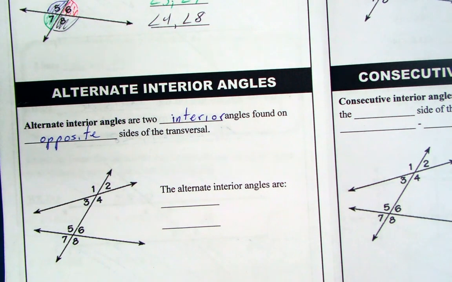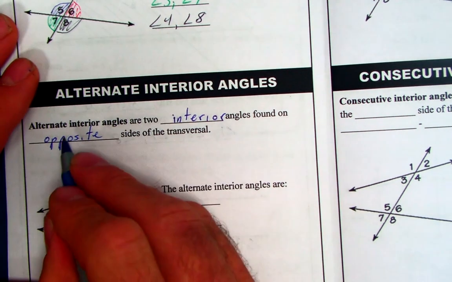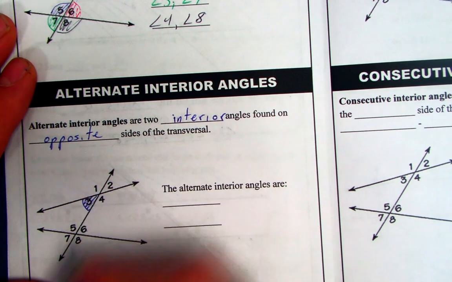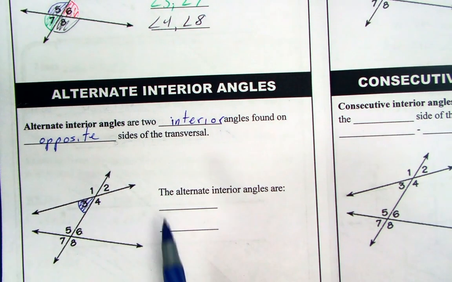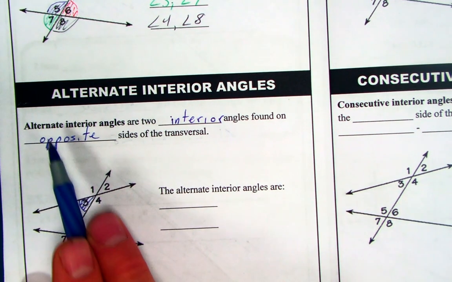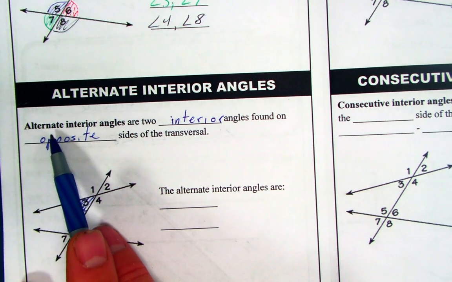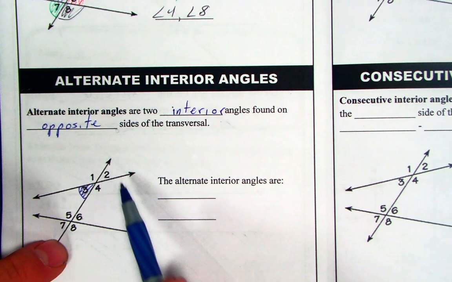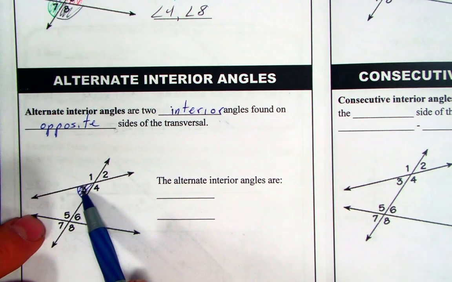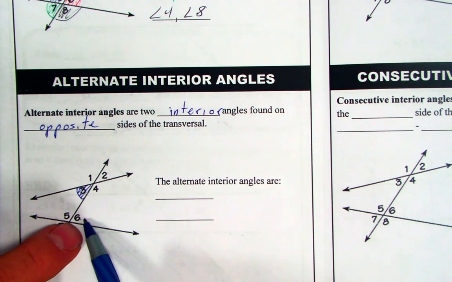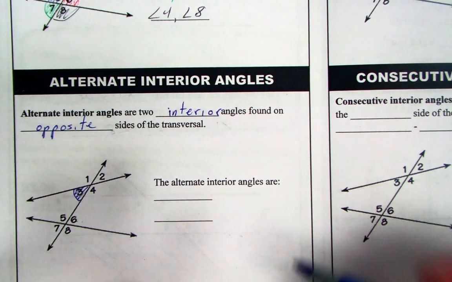Okay, so if they're on the interior, we have 3, 4, 5, and 6. So let's say we have angle 3. Well, what is another interior angle that's on the opposite side of the transversal? Okay, well, they alternate. So it's on the other line. So here's 3, that's on the left of the transversal on the inside.